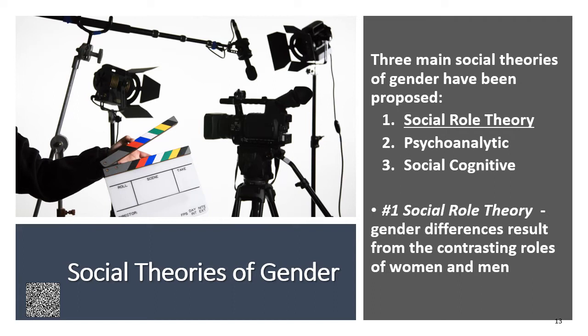Okay, so Alice Eagly is the person that came up with this idea. That's another person that, if you're looking for an idea for your last topic, could be an interesting one. Her last name is spelled Eagly, there's no R. She came up with this idea of social role theory, which states that gender differences come from the contrasting presentation of the roles of men and women in society.